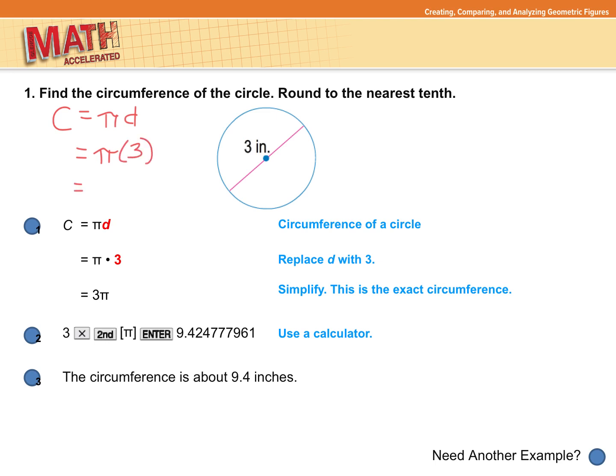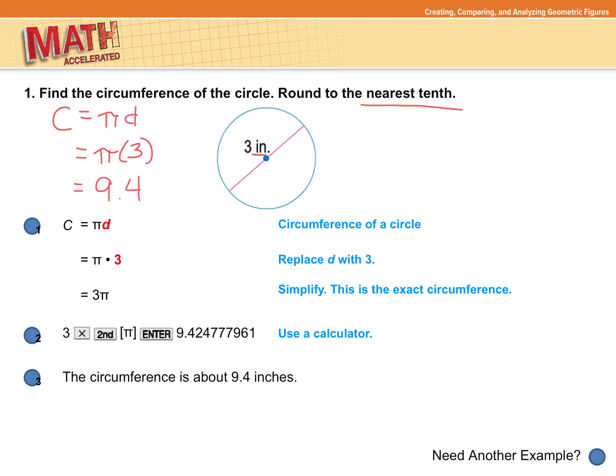So in your calculators, take 3 times pi. What do you guys get? 9.4. Okay? I want us to get in the habit of rounding to the nearest tenth. How many decimal places is that? Nearest tenth is 1 decimal place. With circumference, what do you think we label it?